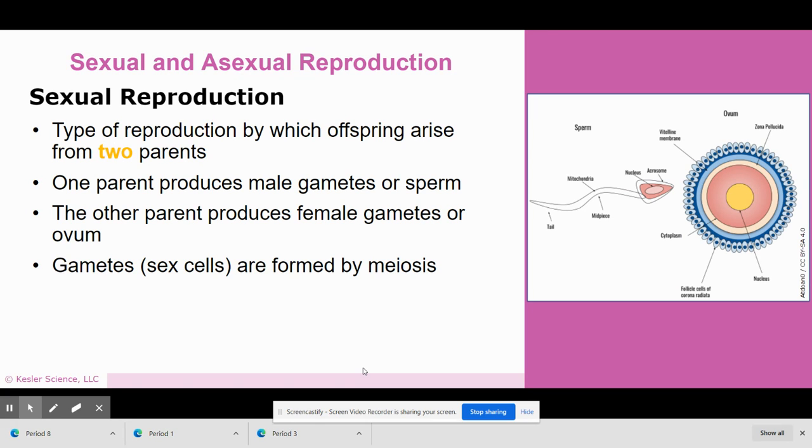Okay, sexual reproduction. This is the type of reproduction where offspring need two parents. One parent produces male gametes, or sperm, and the other parent will produce female gametes, or ova, or ovum. Ovum is singular, ova is plural for egg. And gametes are egg cells, or sex cells in general. They could be egg or sperm, and they're formed through a process of cell division called meiosis.